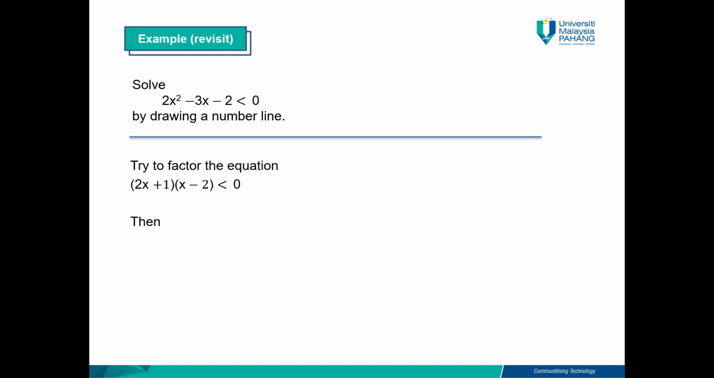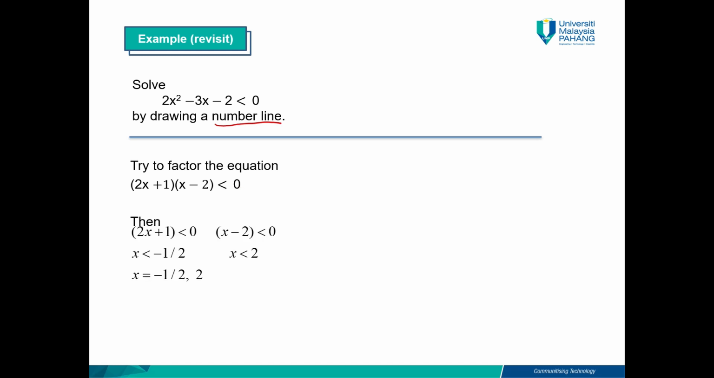Alright, so let's revisit the previous example, 2x squared minus 3x minus 2. We have done this example previously by using the graphical method. So let's try the same example using the number line method. Alright, so we factor the equation. So we have 2x plus 1, x minus 2 less than 0.